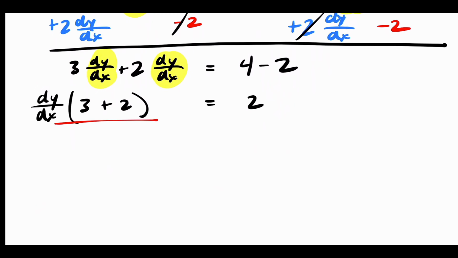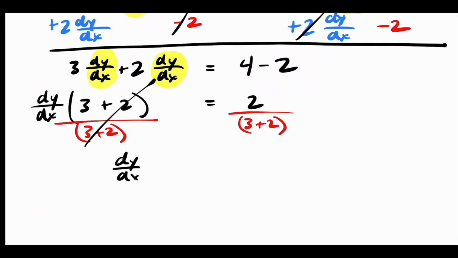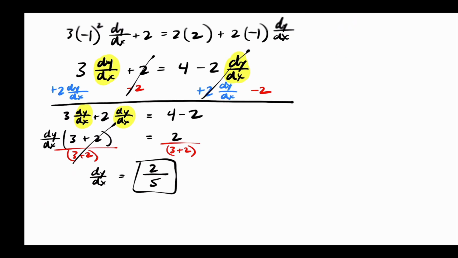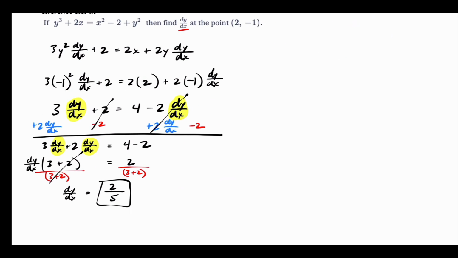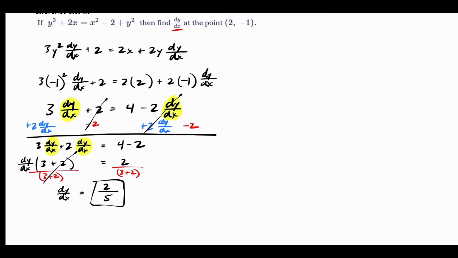Divide by that. dy dx equals 2 over 3 plus 2, which is 5. There you go. dy dx equals 2/5.